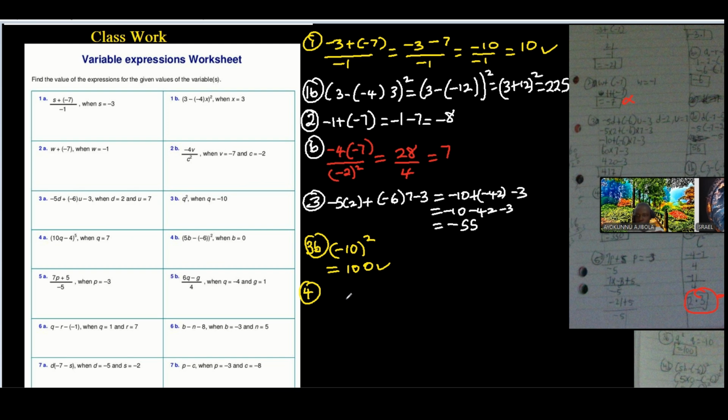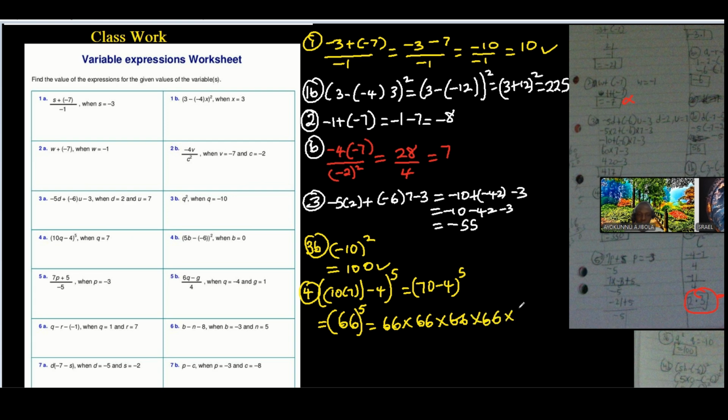Then number 4. Okay. I have 10q minus 4, all raised to power 5. Wow, that's a big value. Okay, so what is q? Q is 7, that is 10 times 7, then minus 4, everything raised to power 5, okay? So 10 times 7 is 70. Minus 4, then raised to power 5. And what is 70 minus 4? 66. So that is 66 raised to power 5. And what does that mean? That is 66 times 66 times 66 times 66 times 66. You can imagine how large this number is going to be.